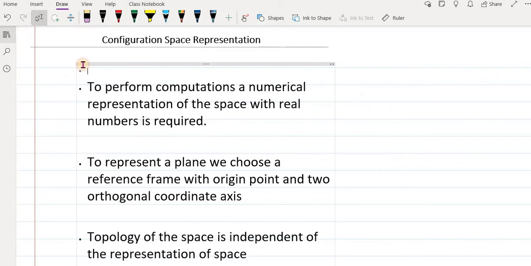Okay, so let's move forward, and now we shall talk about configuration space representation. Previously, till now, we were talking about the C space topology, its shape, how it looks. But from now we shall also learn how we can represent the C space, or the configuration space. To perform computations, a numerical representation of the space with real numbers is required. Previously we were only talking about the shape, rectangular or circular or torus or spherical, but for mathematical calculations or equations, we need a mathematical representation of your C space, not the shape.